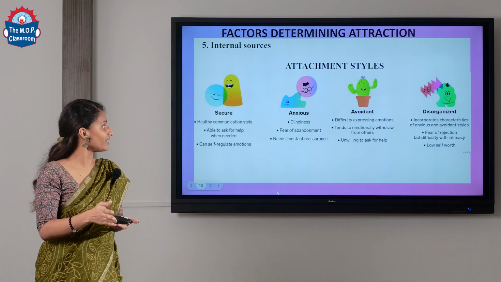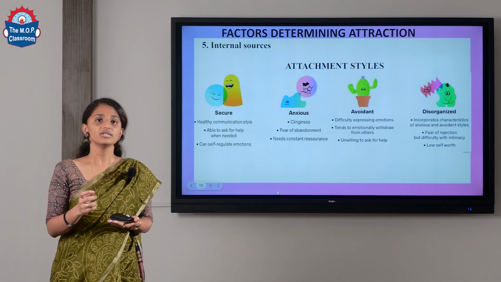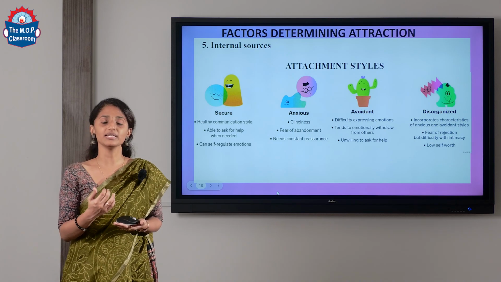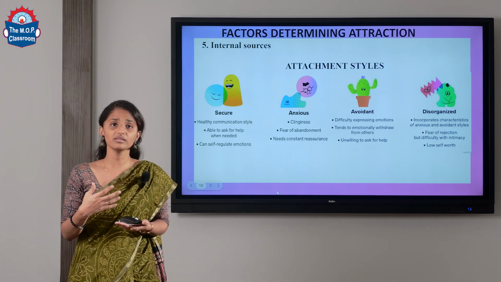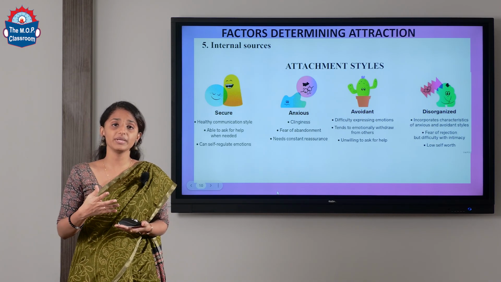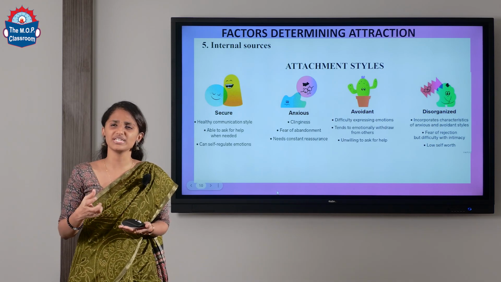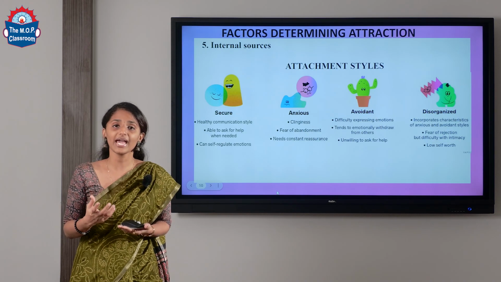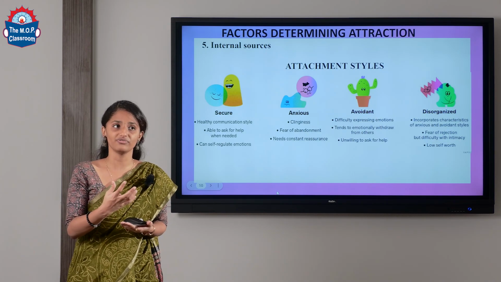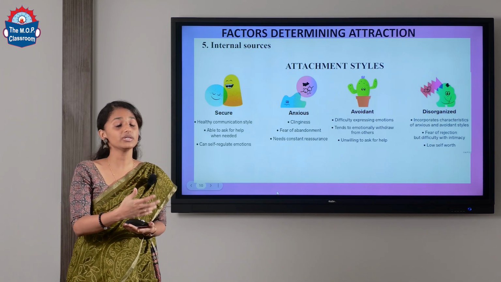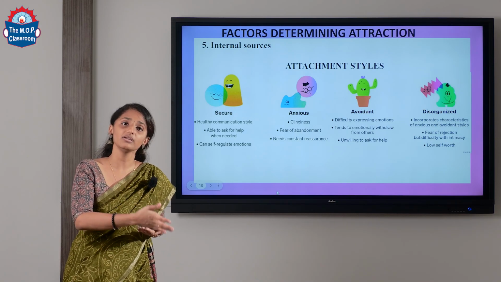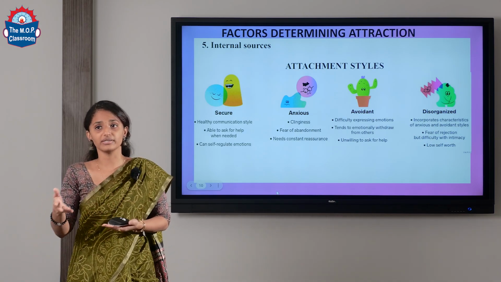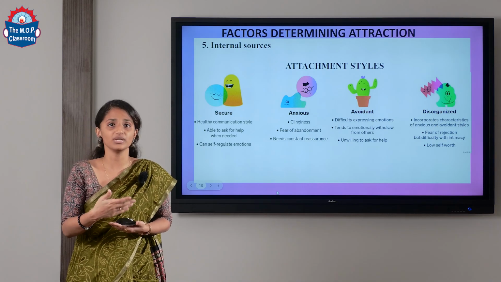The fourth and final style is disorganized. Here, if the parent has gone through some trauma and the child is reared in an extremely erratic environment, the child becomes very scared, because the mother or father might have been a victim of some trauma, and that will affect the child. That is when the disorganized style will develop.